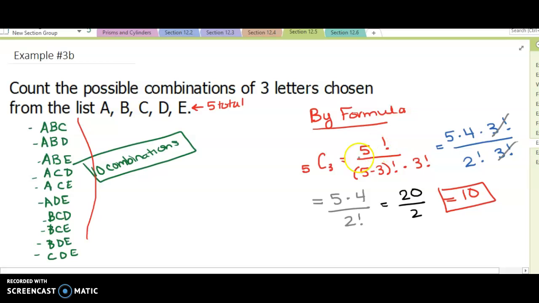And if you do it by the formula, it would be 5 choose 2 because there's 5 total letters. Sorry, 5 choose 3, and we're choosing 3 of them. Okay, so it'd be 5 factorial over 5 minus 3 factorial times 3 factorial. Okay, you simplify it all out, you would get the same answer.